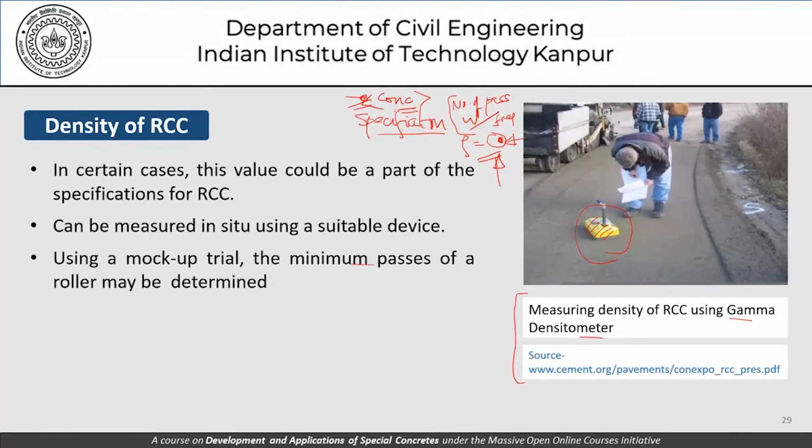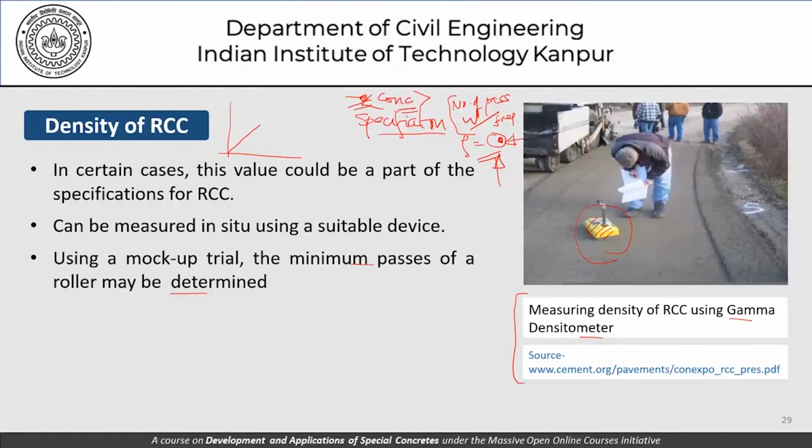suitable device. In a mock-up trial, the minimum number of passes which are required to get a certain density, or to try to get a curve which tells us the relationship between the number of passes and the density achieved. Because what we would ideally like to do is to say that intuitively, if the number of passes increase, the density will increase, but beyond that, the density will not increase.